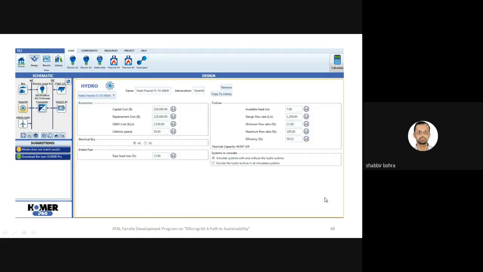Then say for example, this is for the hydro. So the capital cost is around $250,000. Replacement is around $125,000. Operation and maintenance, lifetime, it is connected to the AC bus. Being the hydro, the pipe head loss is considered to be around 15%. What is the available height? It is a micro hydel, so available head is 7 meters. The flow rate is say around 1200 liters per second. The minimum flow rate to be considered is around 21, maximum is 105, and efficiency of this is around 59.52. So you have to refer to the particular manufacturer's data sheet to fetch those details.